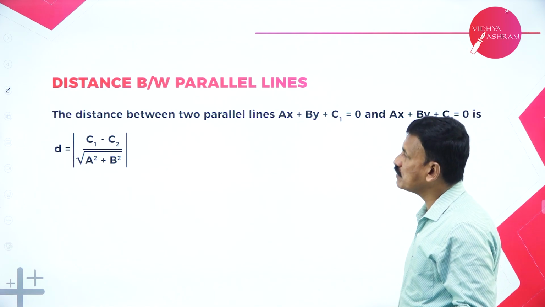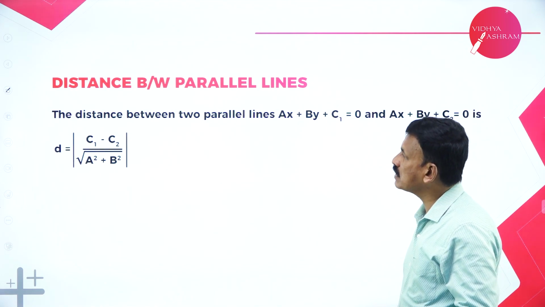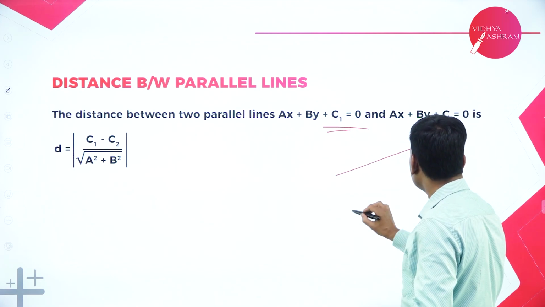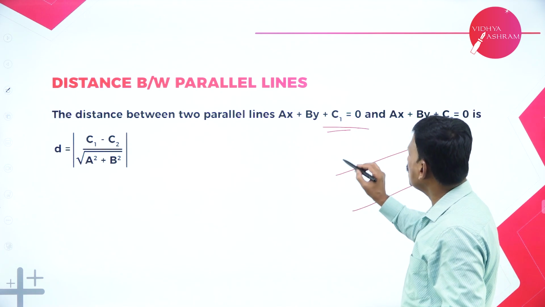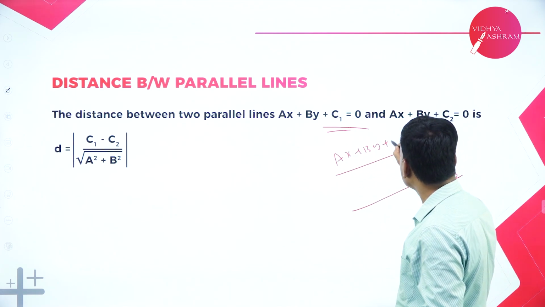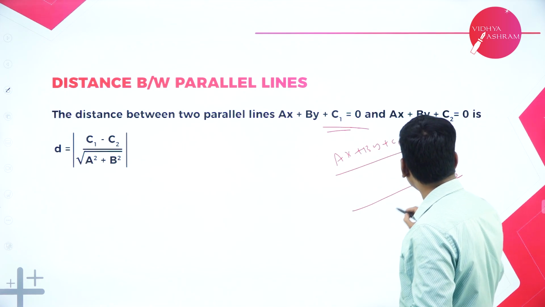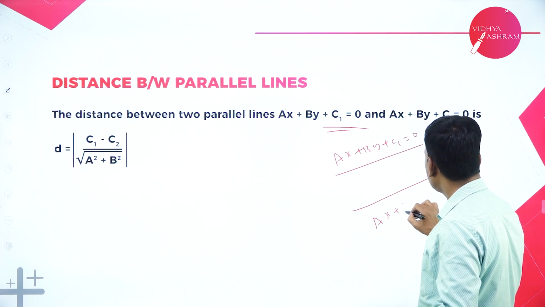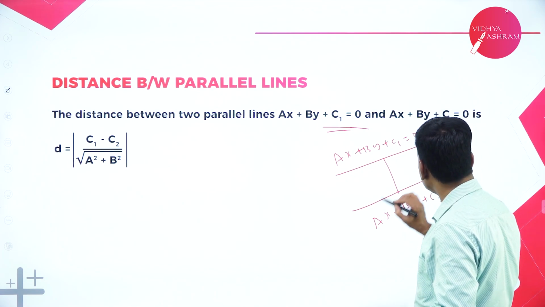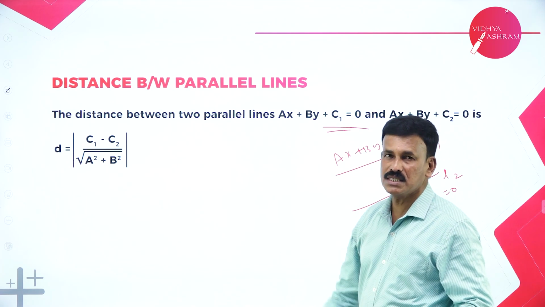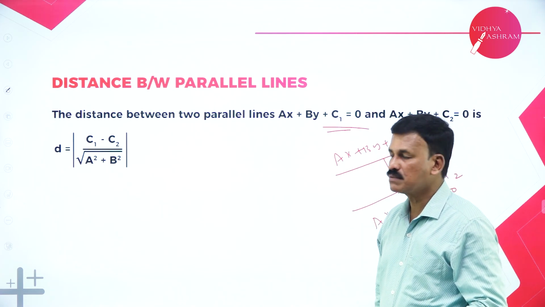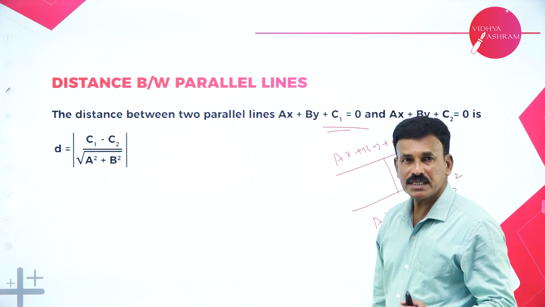What is the distance between the parallel lines? If there are 2 parallel lines, L1 and L2, where L1 is AX plus BY plus C1 is equal to 0, and another line AX plus BY plus C2 is equal to 0, then the distance between these 2 parallel lines is given by D is equal to mod of C1 minus C2 divided by root of A square plus B square.